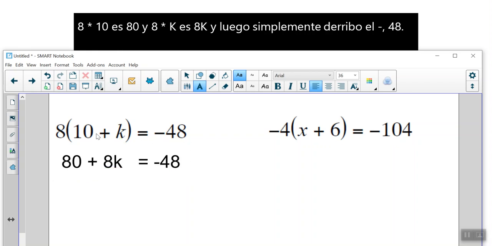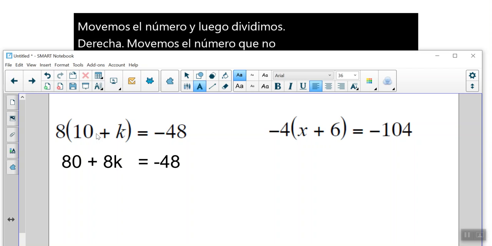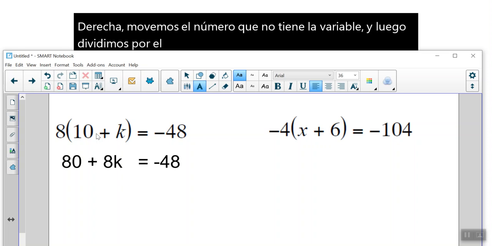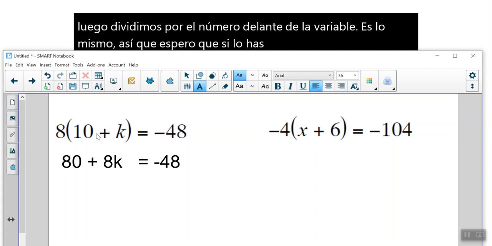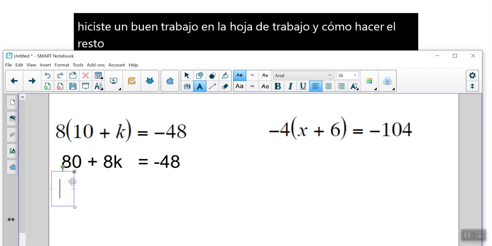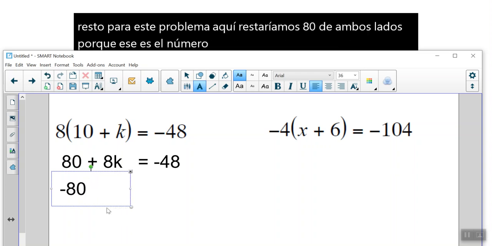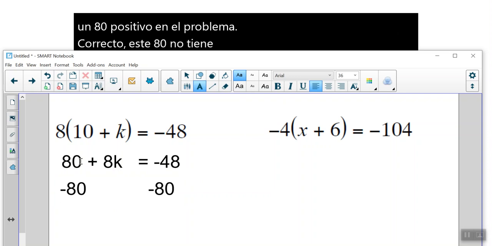After we do that distribution, we're going to do the same thing. We move the number that doesn't have the variable and then we divide by the number in front of the variable. It's the same thing. So hopefully if you've made it this far, it's because you did a good job on the worksheet and you know how to do the rest. For this problem here, we would subtract 80 from both sides because that's the number without a variable. And again, that's a positive 80 in the problem, right? This 80 does not have a sign in front, so that means it's positive.